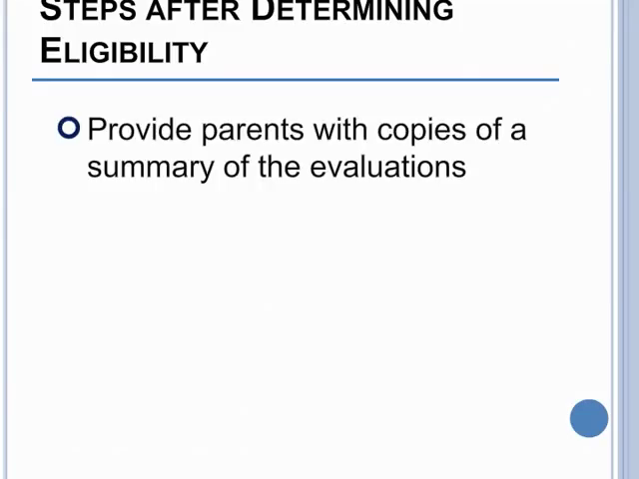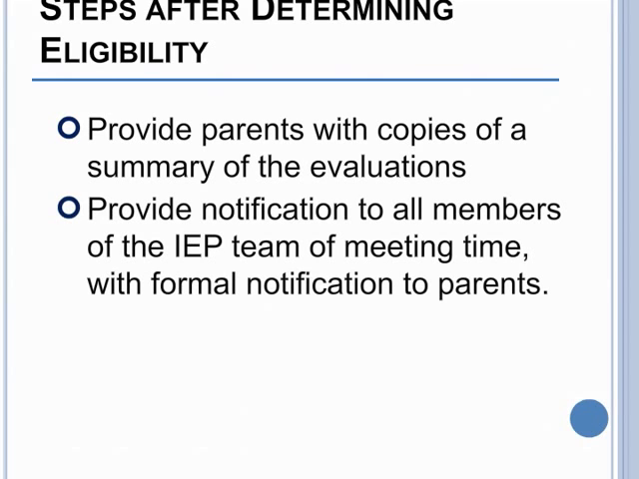So right after determining eligibility, you will provide parents with copies of everything that you've discussed. You will provide notification to all members of the IEP team, and then you begin to develop the IEP. So this would begin the stage of the IEP.